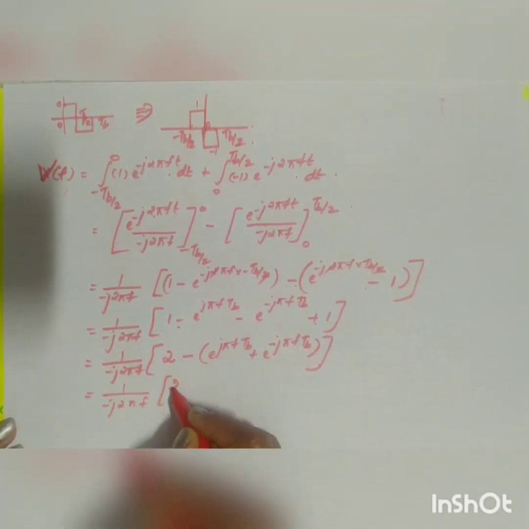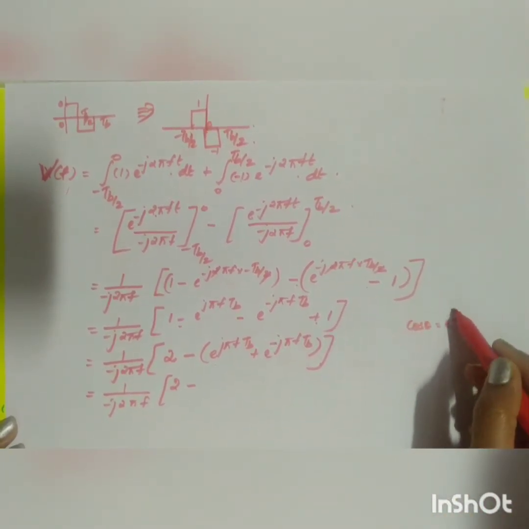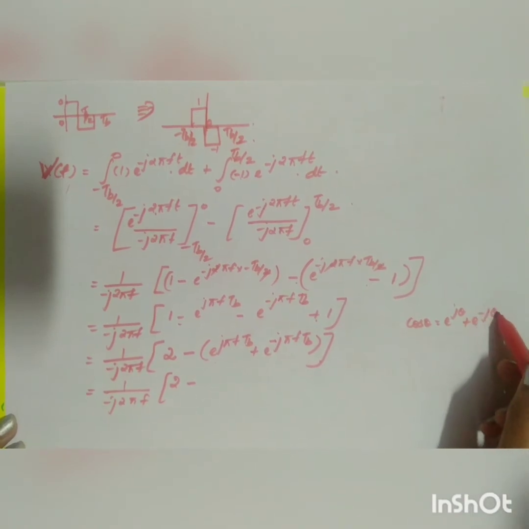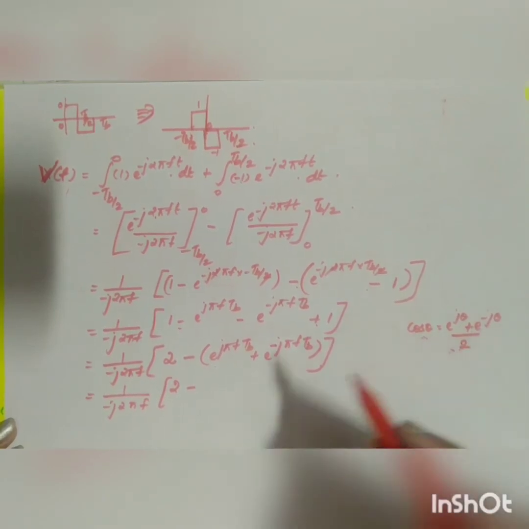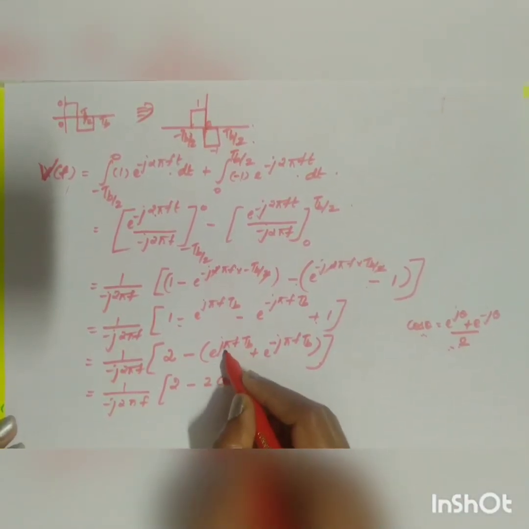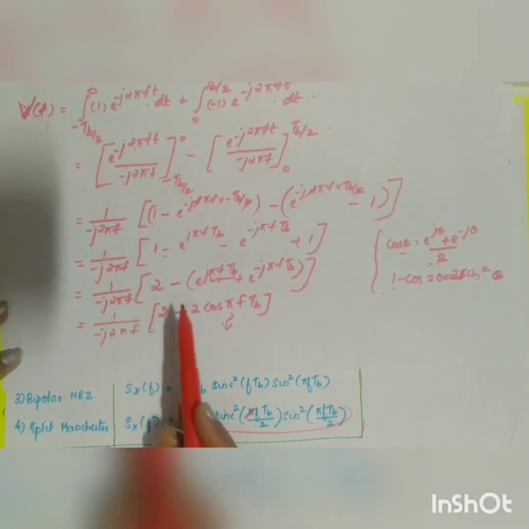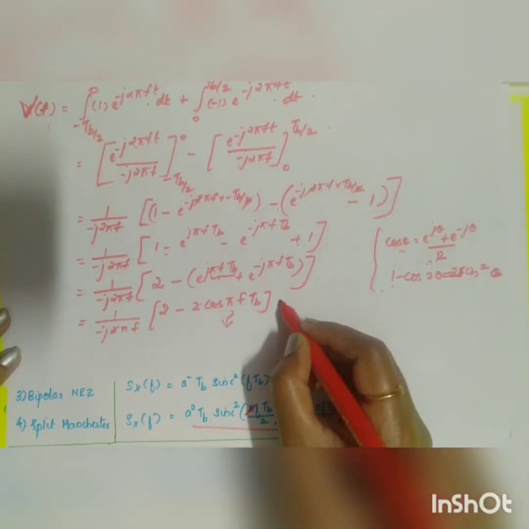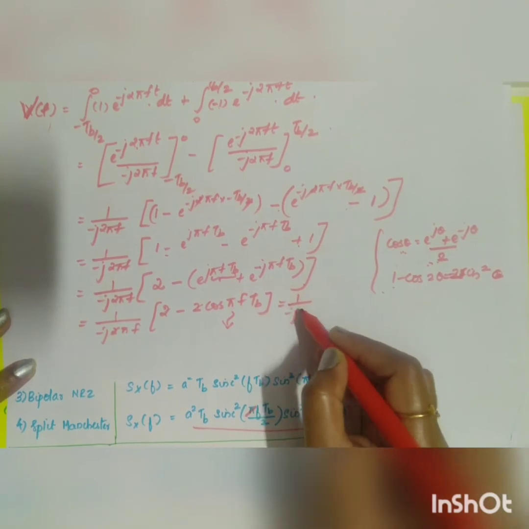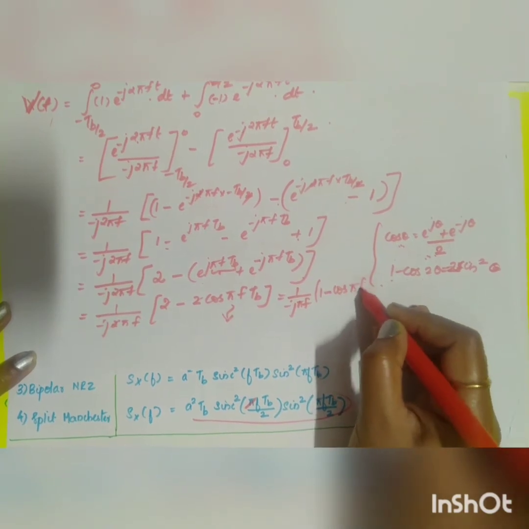1 by minus j 2 pi f, 2 minus, so here cos theta is equal to e power j theta plus e power minus j theta divided by 2, right? So I can write it as 2 cos theta. What is your theta? Pi f Tb. So here I can take 2 as common. If I take 2 as common, this 2 and this 2 will get cancelled. So again you can simplify it as 1 by minus j pi f into 1 minus cos pi f Tb.